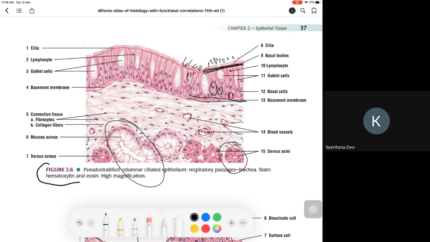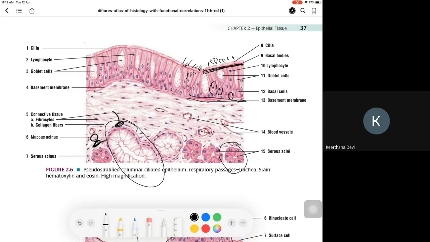Okay. Then number 8 is cilia, and the basal body is 9. 10 is again lymphocytes. 11 is again goblet cells. 12 is the basal cells. 13 is basement membrane. And then blood vessels is 14. 15 is again serous acini. Here, two terminologies are new: serous acini and mucinous acini. Acini means gland. So there are two glands, isn't it? This gland and this gland, 1 and 2, let us call.